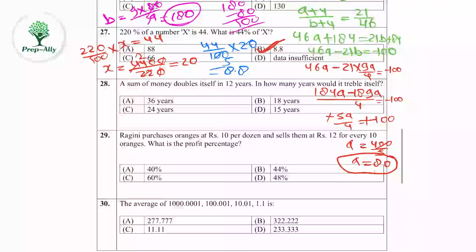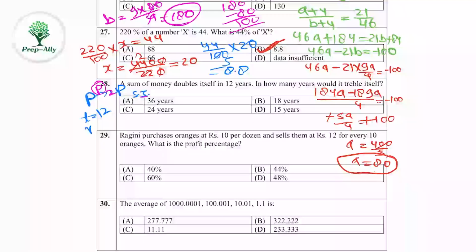Now the next problem: a sum of money doubles itself in 12 years. In how many years would it treble itself? Basically 3 times the initial money. So let us suppose the money is P, time is given as 12, and R I assume as R only. So here we have to use the simple interest formula. The money doubles itself in 12 years, so what is the interest we are getting? P will become 2P. So can I say the interest is 2P minus P, which is P only, in 12 years?